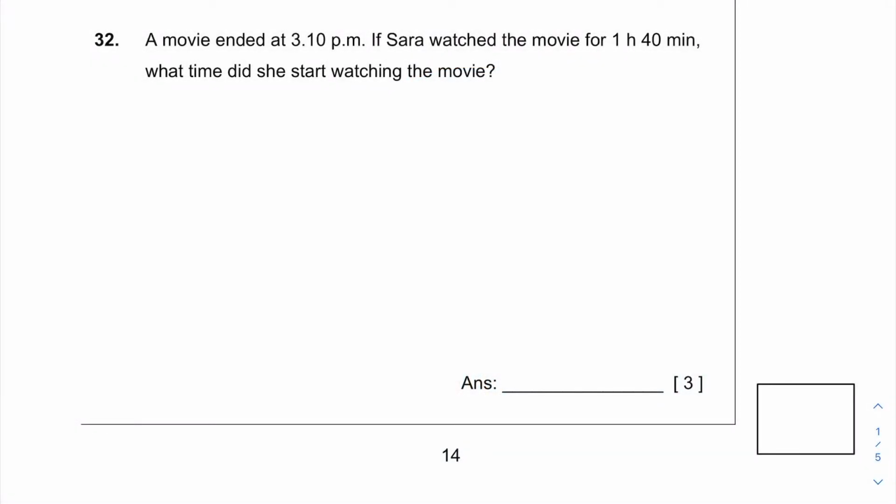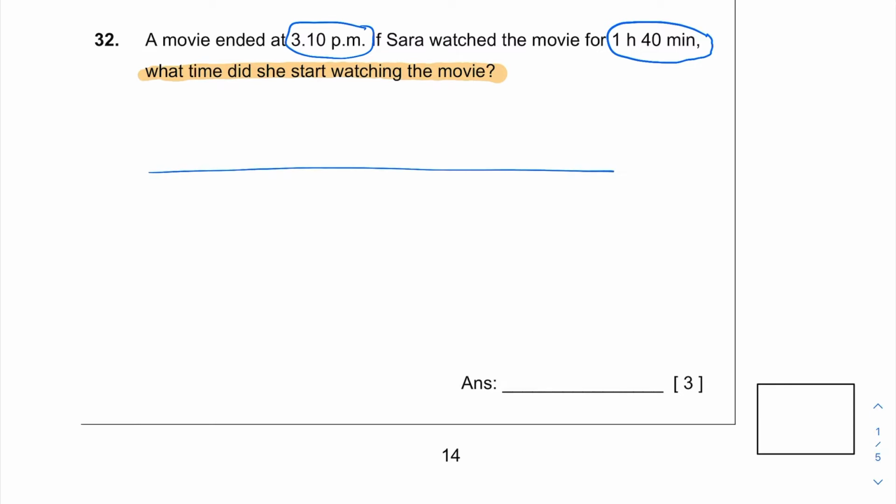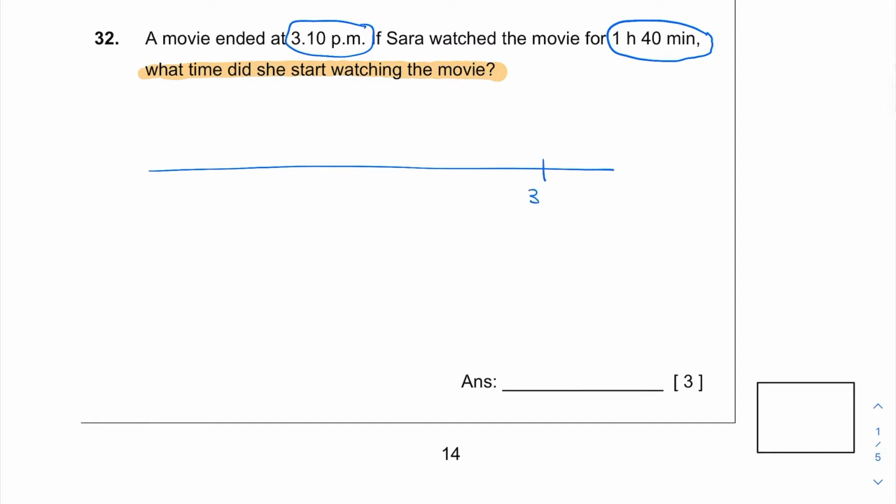Question 32. A movie ended at 3:10 p.m. Sarah watched the movie for 1 hour 40 minutes, which means the movie lasted for 1 hour 40 minutes. So the question is asking, what time did she start watching the movie? Which means that your start time should be earlier than 3:10 p.m. So for our working, we will draw a timeline. It ends at 3:10 p.m. and so we need to count back 1 hour 40 minutes.